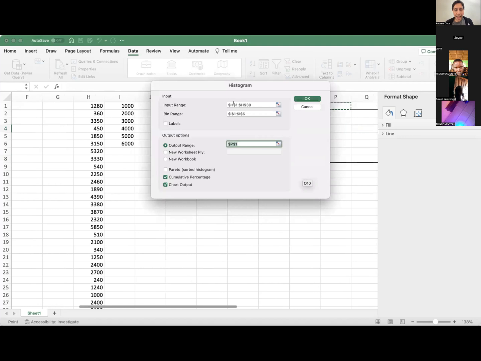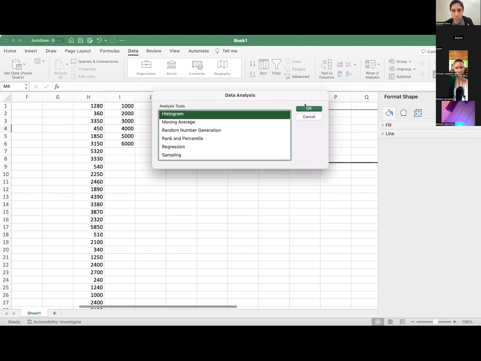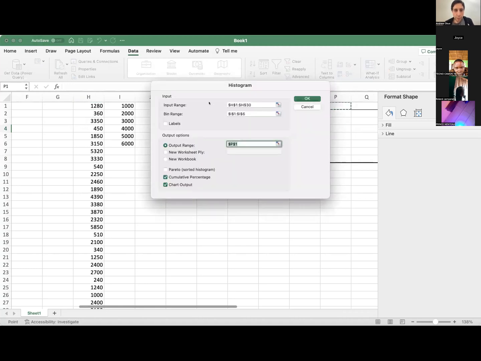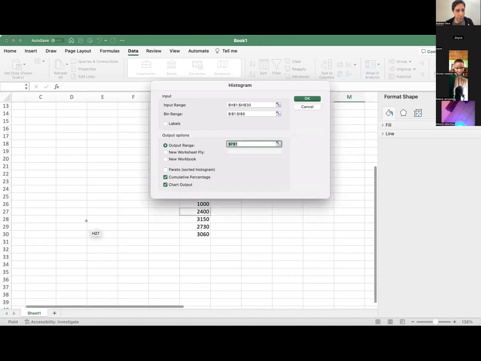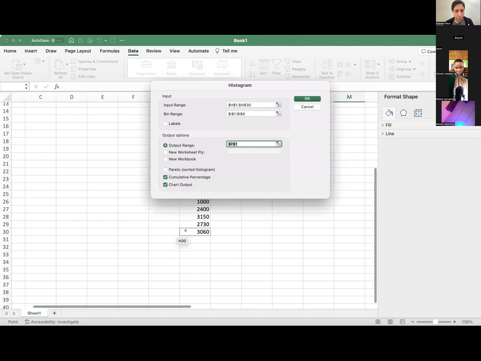Now it already has my input range. Don't worry about the dollar signs. You don't really need them, and you can put them in if you want, but just to simplify it, I'm going to get rid of them. So my input range here is H1 to H30. My first data point is in cell H1, and when I scroll down, the last cell is H30. It's in the 30th row.